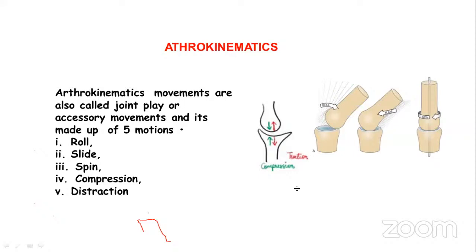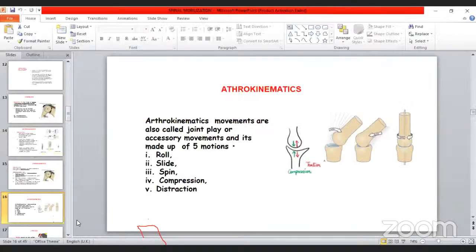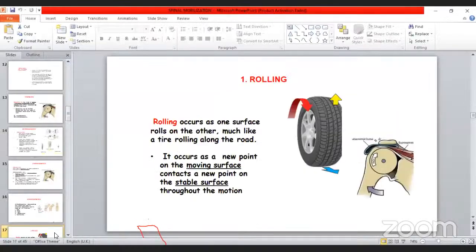Spinning is almost like rolling, but the bone that is moving is rotating about a longitudinal axis of the stationary bone. We're going to get it clearer in the next few slides. So we're going to look at each of those arthrokinematic movements one after the other.